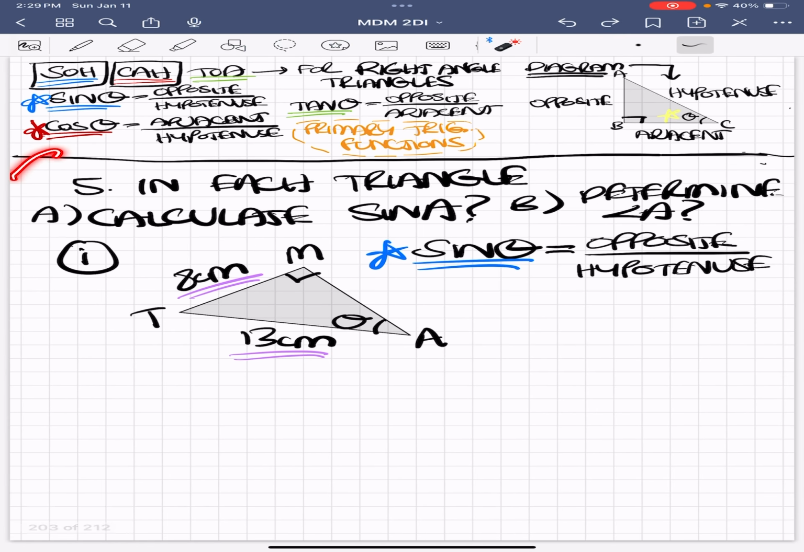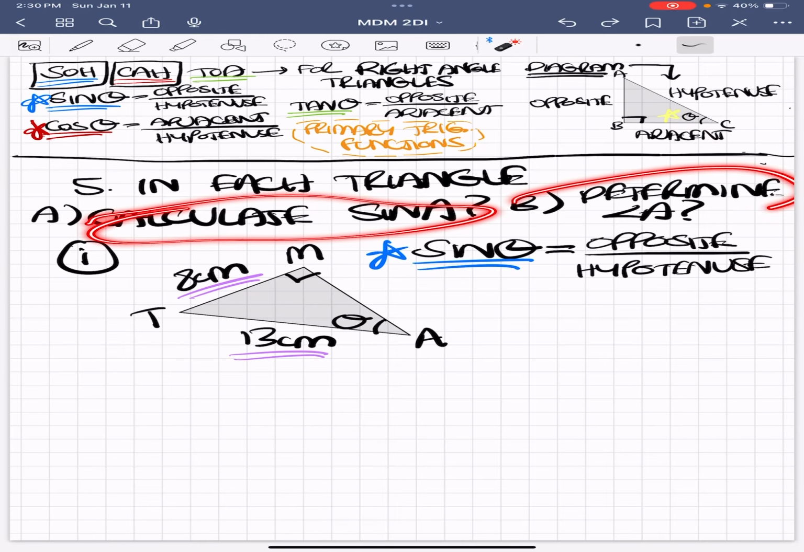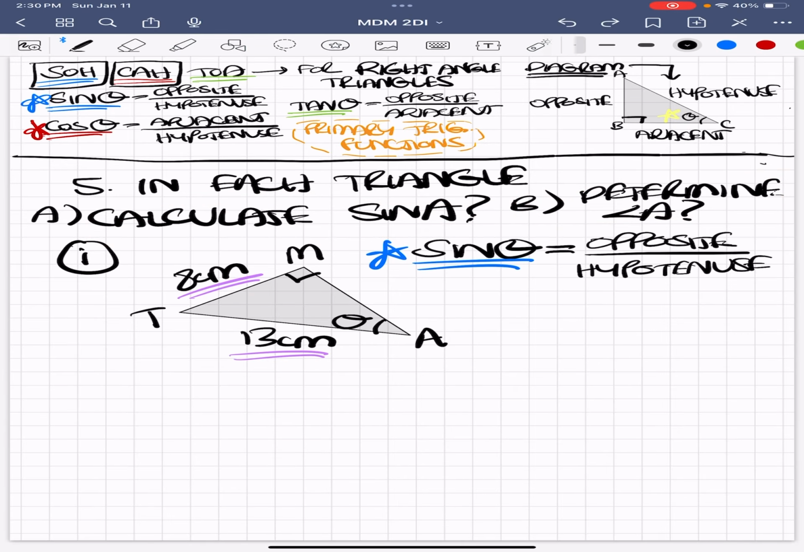So here I have a little cheat sheet. You can refer back to SOHCAHTOA. Sine equals opposite over hypotenuse, cos equals adjacent over hypotenuse, and tan equals opposite over adjacent. We also have theta and its labeled sides, adjacent, opposite, and hypotenuse. And for this question, in each triangle, calculate sine A and determine the angle of A.